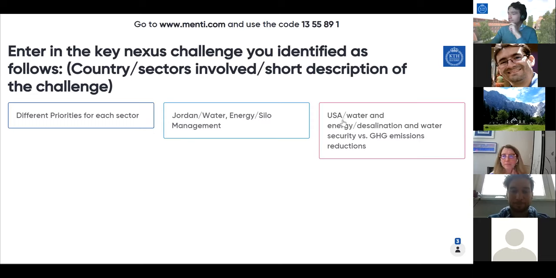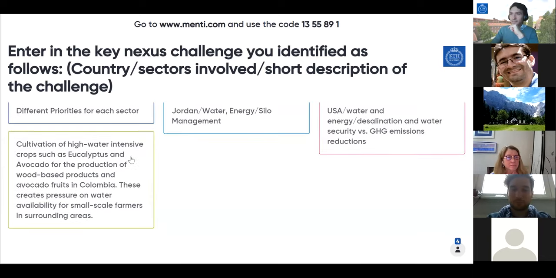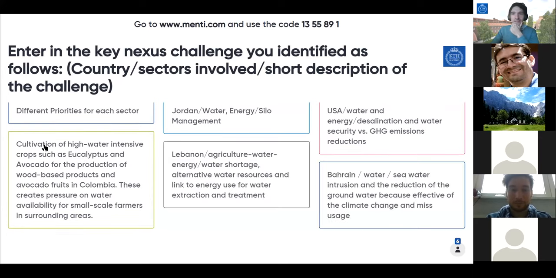We have an example from the US between water and energy, looking at desalination and water security versus greenhouse gas emission reduction. Yeah, some very interesting examples are coming out, more and more actually now.